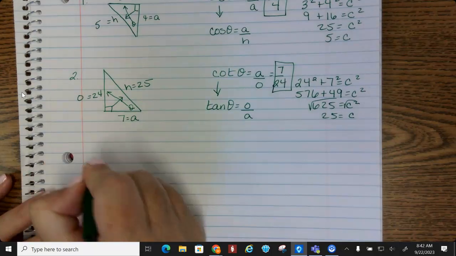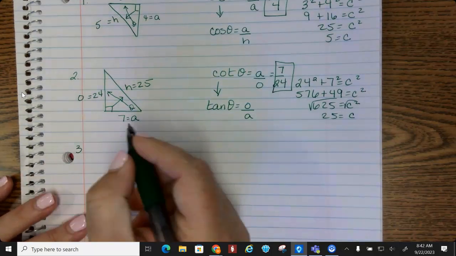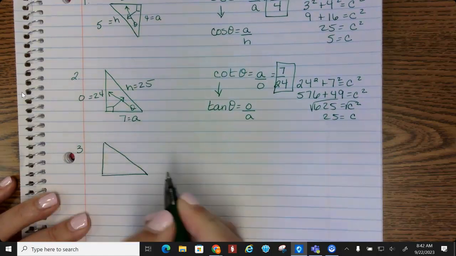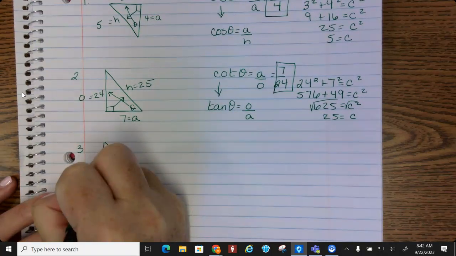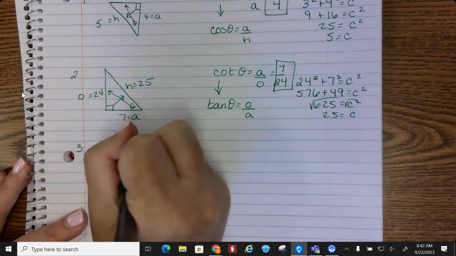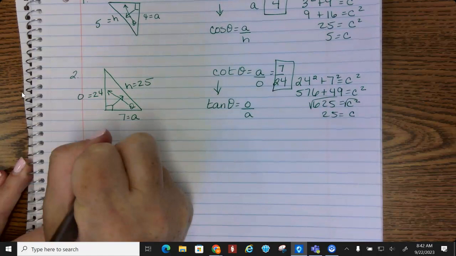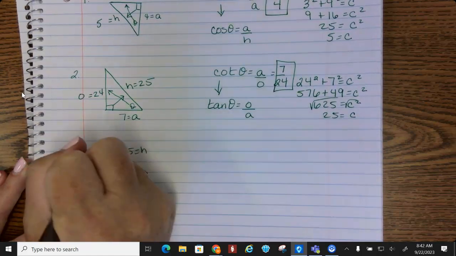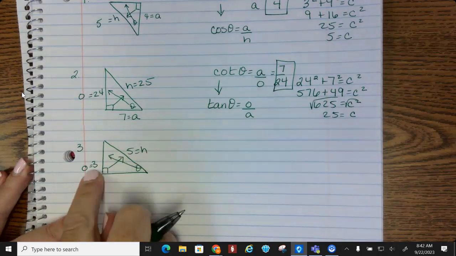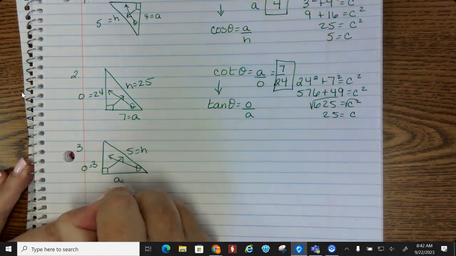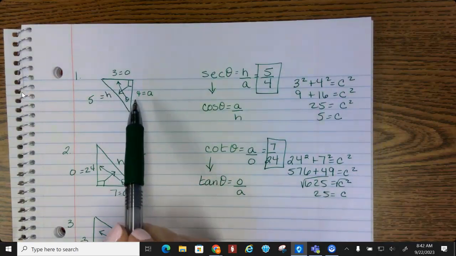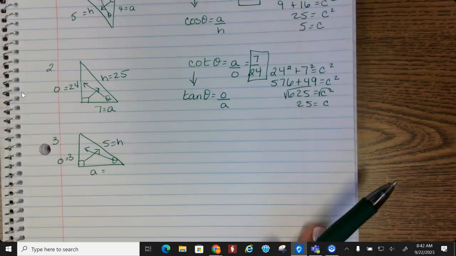Okay, number 3. Here we go. So we get a 3, a 5, and a theta. So again, label. So 5 is my hypotenuse, 3 is my opposite, and this value is adjacent. Now, if you look over here, we have it already. We do have a 3, 4, 5 triangle.